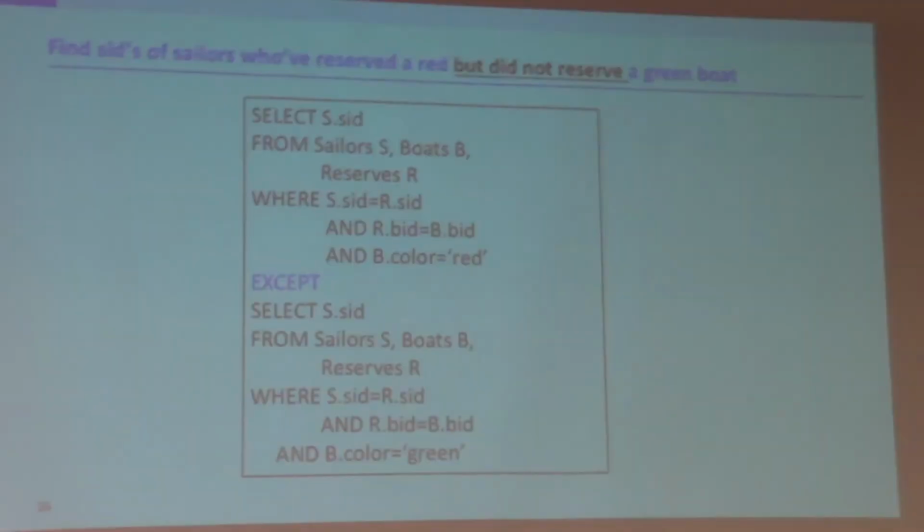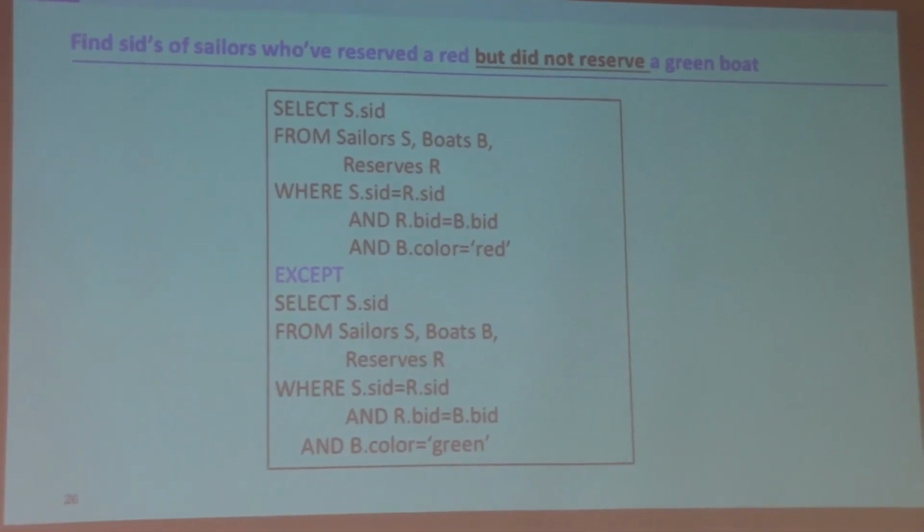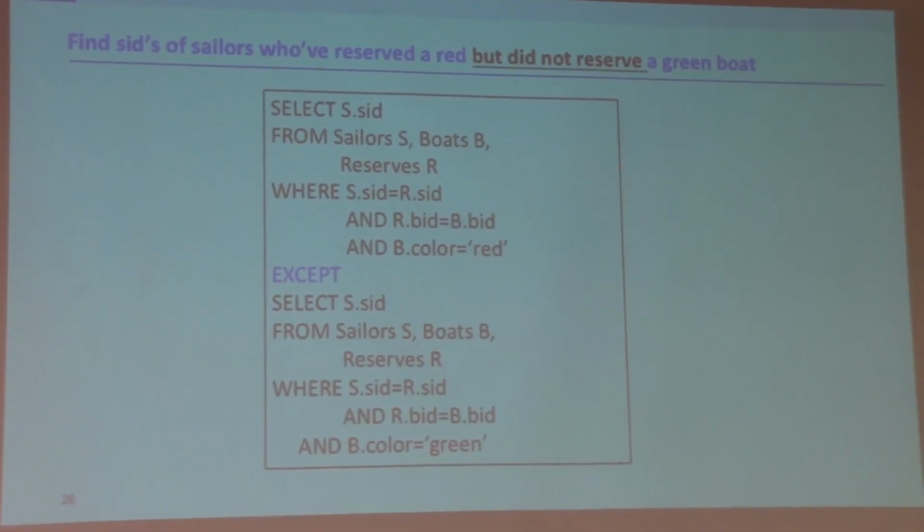So, find SIDs of sailors who have reserved a red but not reserved a green boat. Here comes one thing, that we can use MINUS or EXCEPT. Who has reserved red but not the green boat. Okay? This part is important. Make sure when you have the exams, if you find 'but did not', then you can think of this EXCEPT. Okay?